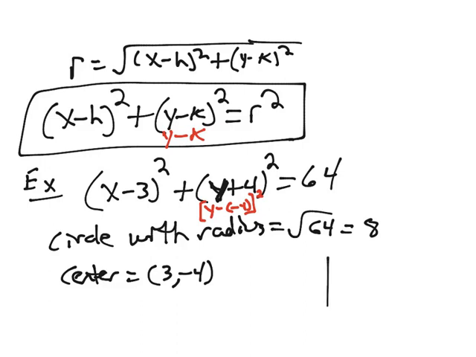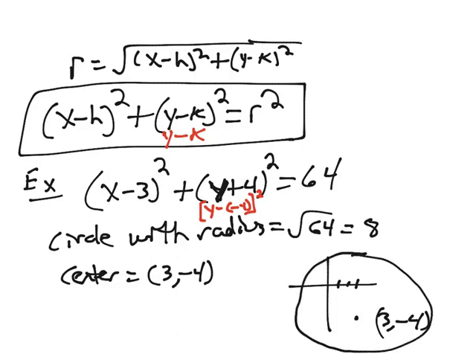We could graph this if we wanted to. It's going to be 3, negative 4. We're not going to get really legalistic with the graph. I've run out of space on my iPad. And then the radius would be 8, so go around 8 in all directions there.